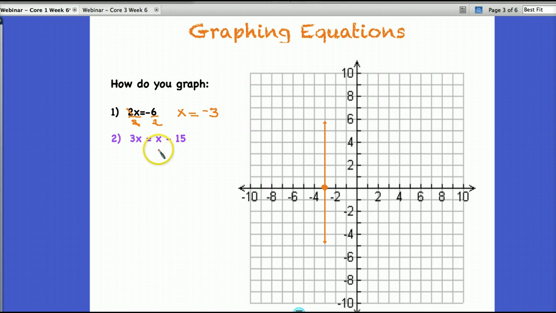Exactly. So I'm going to move the 1x over here to be with the 3x, okay? You guys comfortable with that? So in order for me to do that, though, I have to do the opposite. So I have to subtract the 1x. And I'm leaving off the 1 because it's understood there's a 1 in front. But whatever I do to one side, remember, I have to do to the other side, right? Yeah.